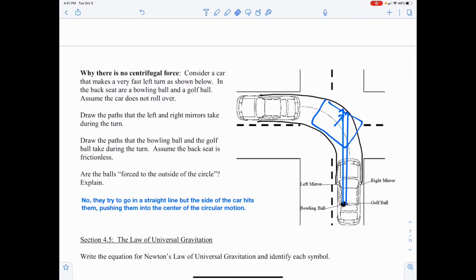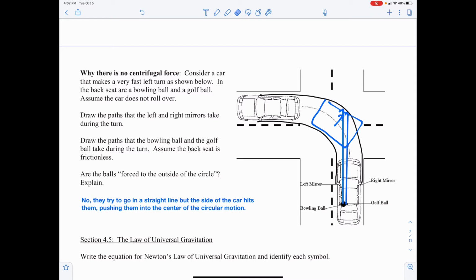The objects wish to keep going in a straight line according to Newton's first law. And if they don't, it's because some net force is changing direction and accelerating. Well, what happens? They keep going in a straight line until the car door applies a force, in this case a normal force, to force the golf ball and the bowling ball to curve in a circle along with the car. Think about it this way.